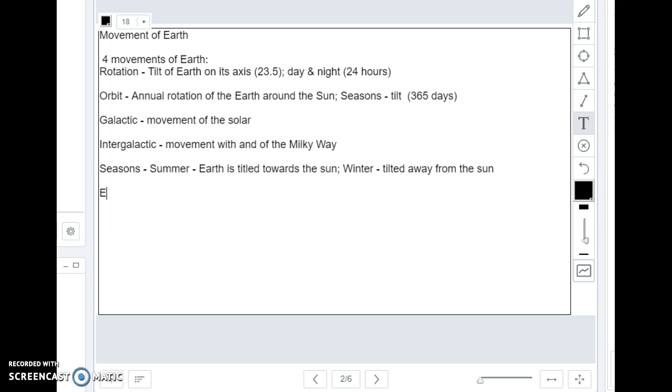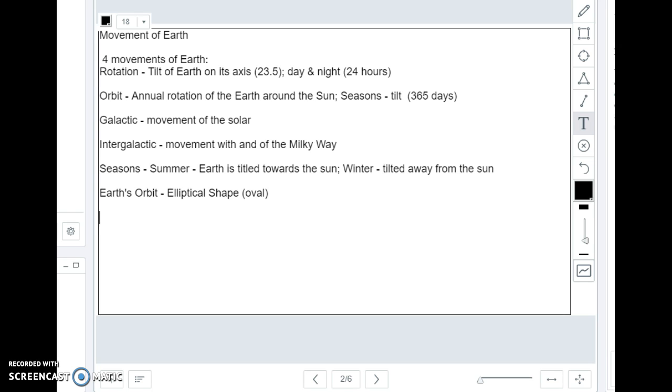Now, Earth's orbit. I know that we've talked about this in the past, but be sure that you understand that Earth's orbit, that annual rotation, is not a perfect circle. It's actually an elliptical shape. So it's more of an oval, a tilted oval shape.